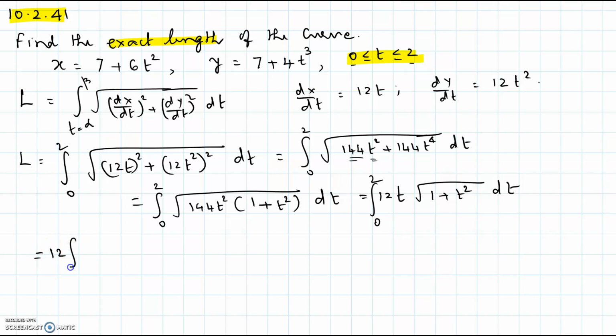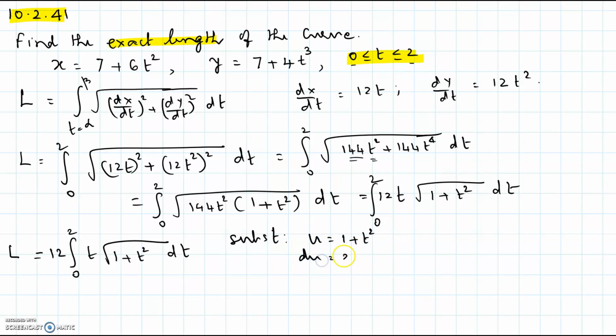So the length of the curve is the integral from 0 to 2 of 12 times t square root of 1 plus t square dt. This can be easily integrated by the ordinary substitution method. So substitute u equal to the term inside the radical. So du is 2t dt. We can also change the limits accordingly.